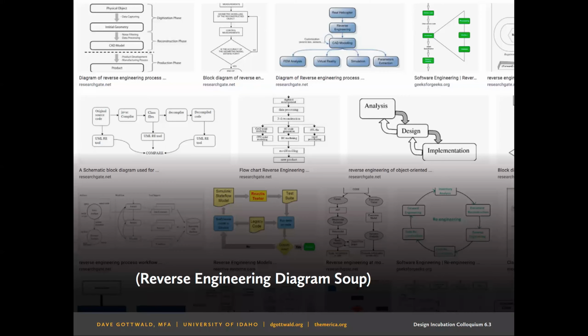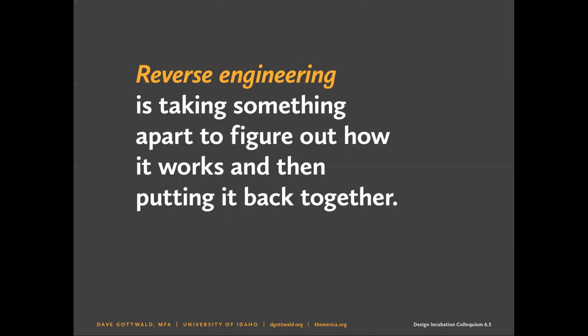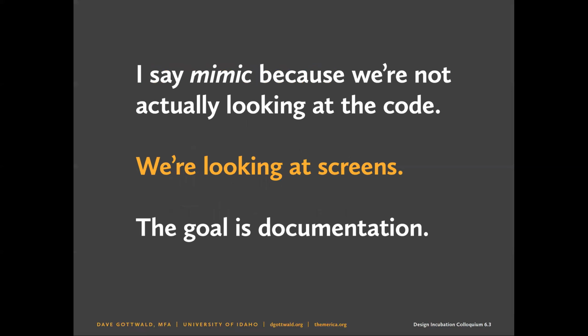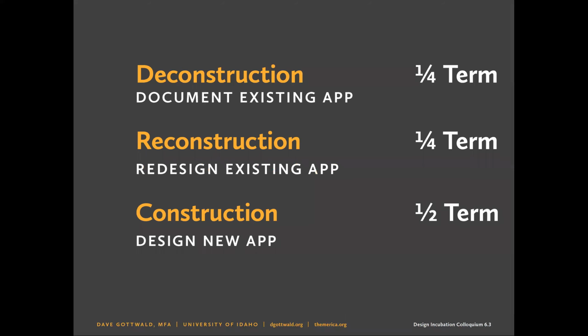Now, if you Google image search reverse engineering, you'll get this soup of diagrams. Essentially, reverse engineering, we're taking something apart, we're looking at it, and we're putting it back together again to understand it. It's used in computer science to look at systems and architecture, but my students, we're just mimicking the process. And I say mimic because we're not looking at the code, we're just looking at screens, and the goal is documentation. So here are 3 projects.